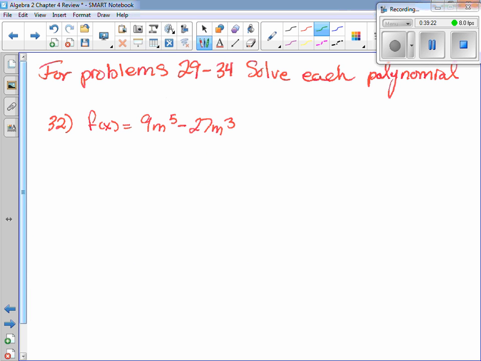So I could start off with graphing, but what do we notice is in common with both of these here? 9m to the third. They have a greatest common factor, yes? Well, 9 out of 9 will leave us with 1. If I pull 3 m's out of m to the fifth, I'm left with m squared minus, because 27, if I factor 9 out, if I divide it by 9, I'm left with 3, yes?